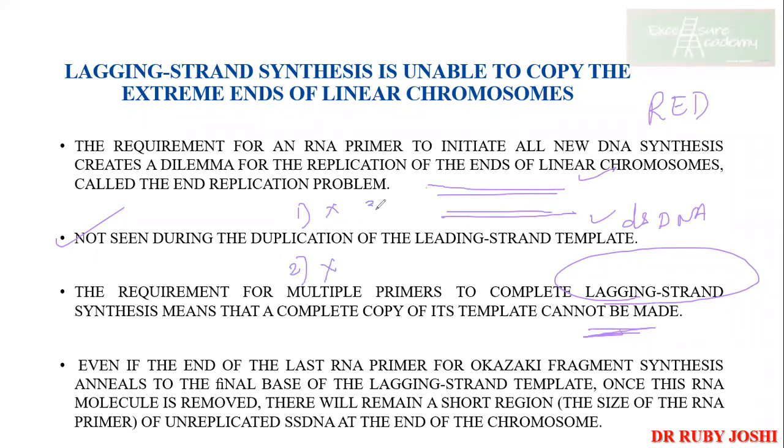Third, that they are not equal: the daughter strands are not equal to the parental strands in the same direction. Same direction means it is shorter from here and shorter from here. Then the fourth option was that the daughter strands are not equal to the parental strands in the opposite direction. So guys, what do you think will be the answer? Third or fourth? Fourth. Yes, it is the fourth. So it is in the opposite direction. One will be here, one will be here.